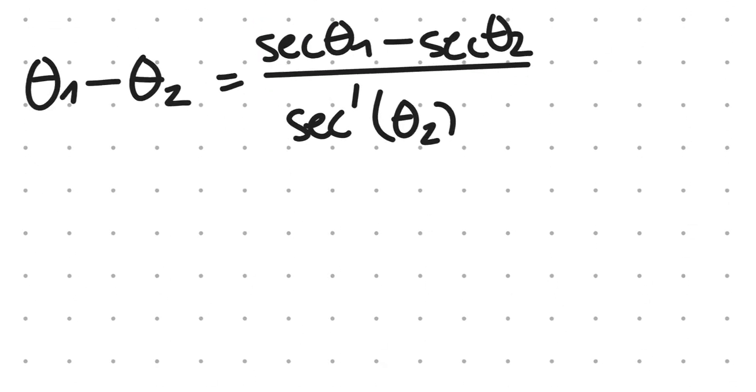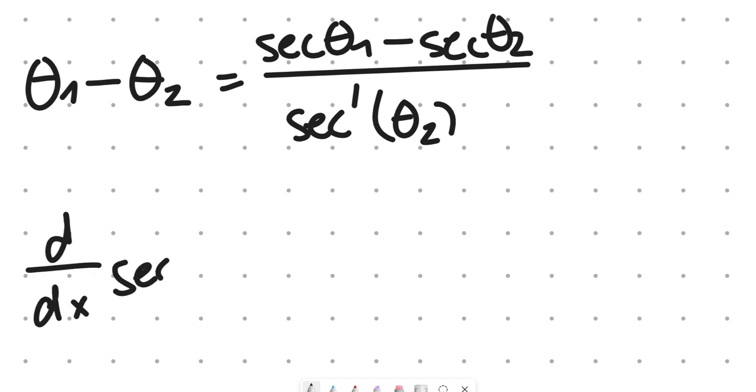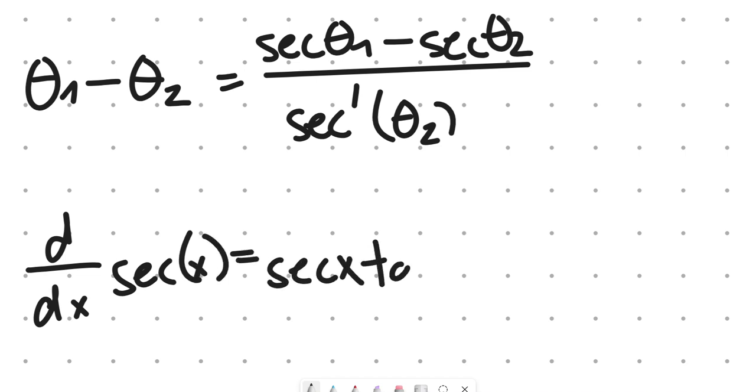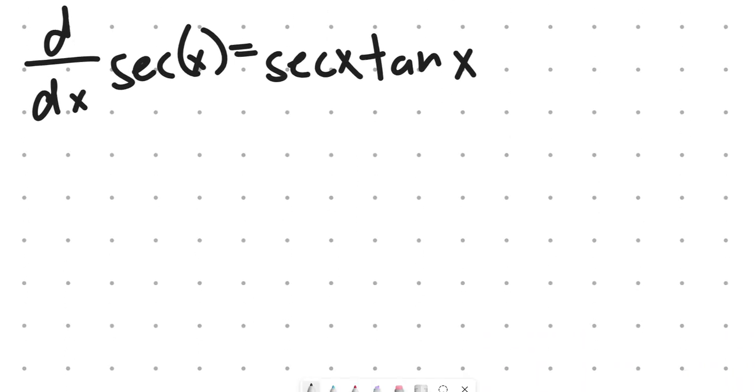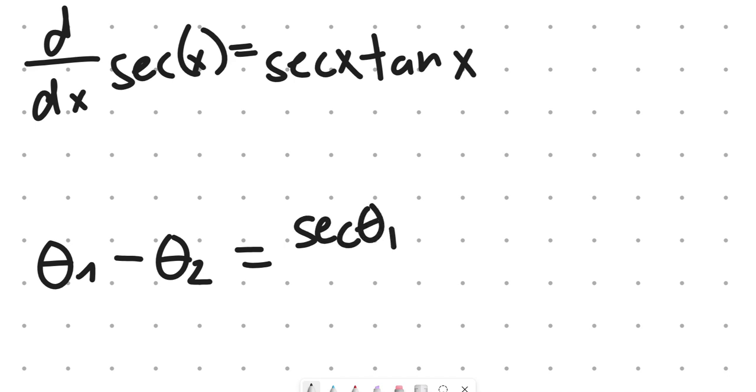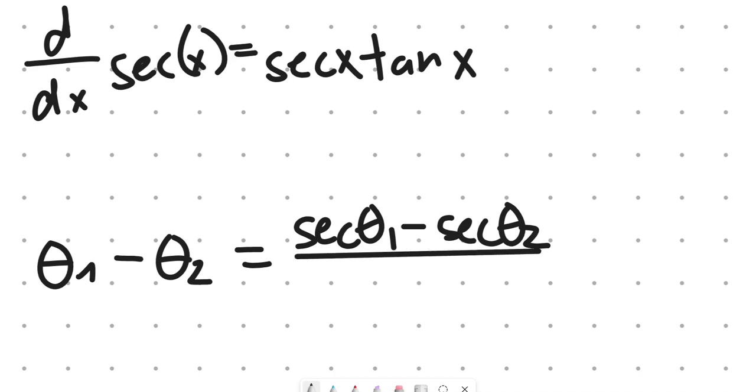Now, what is the derivative of secant of x? The derivative of secant, which we already did in another video, is the same thing as the secant of x tangent of x. So we're just going to substitute the theta 2 into our equation. So it will be theta 1 minus theta 2 is equal to secant of theta 1 minus the secant of theta 2 all over the secant of theta 2 tangent theta 2.